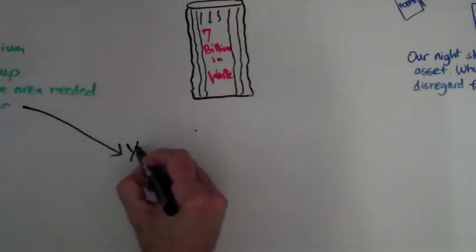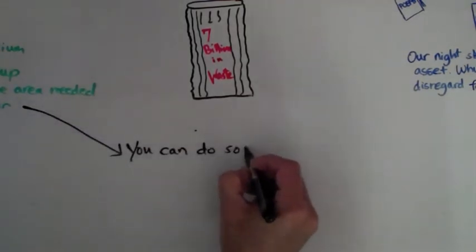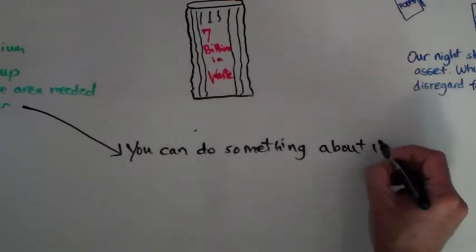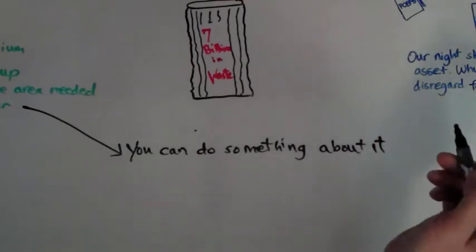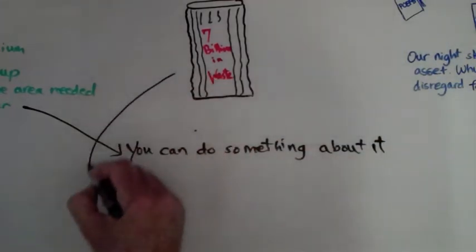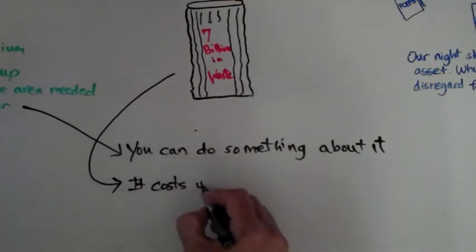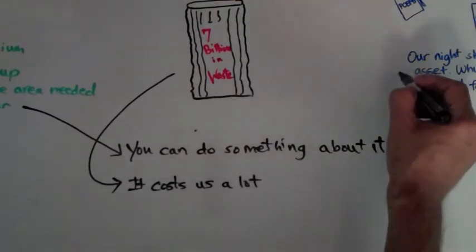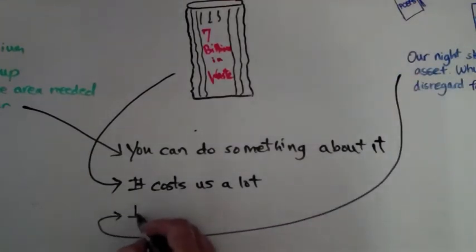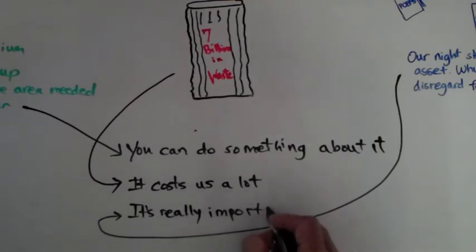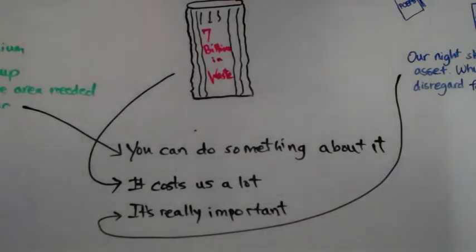To summarize, the first one says you can do something about light pollution. It's easy. There's these 5 things you can do. Then the second one says, wow, it's really a problem. It costs a ton of money for us. And the third one says, more than money, there's a cultural value to it. So it's really important. You want to think about, if you're going to organize this, what goes first?